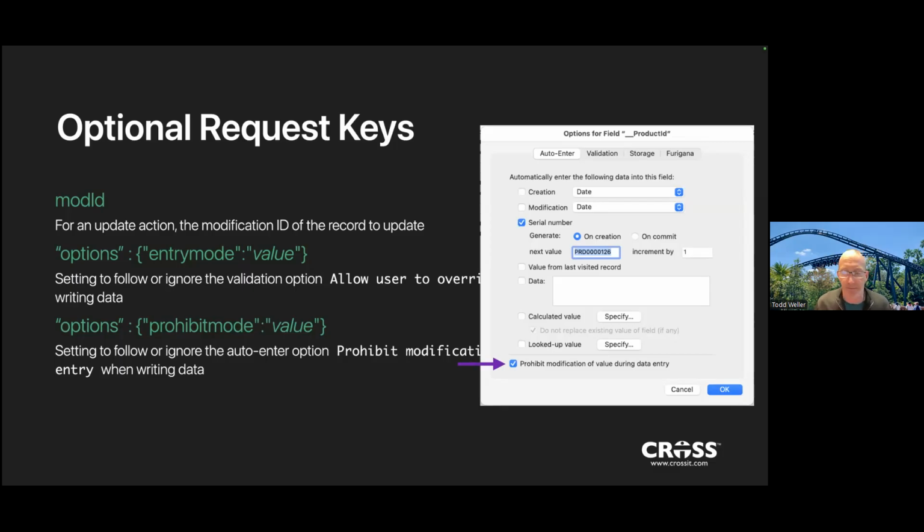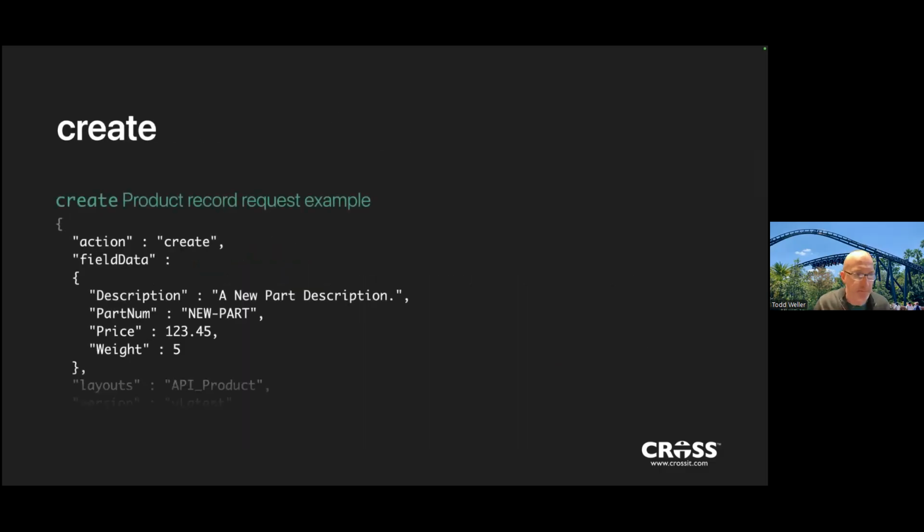So again, if it's script, it's going to follow the typical script behavior. If it's set to user, it's going to follow whatever the user has in their privileges regarding the modification of the data. All right, so here's an example of a create product record request.